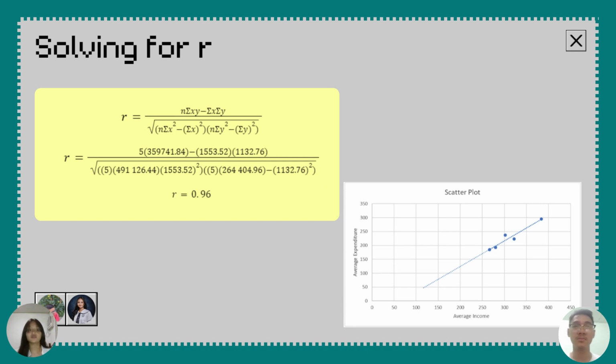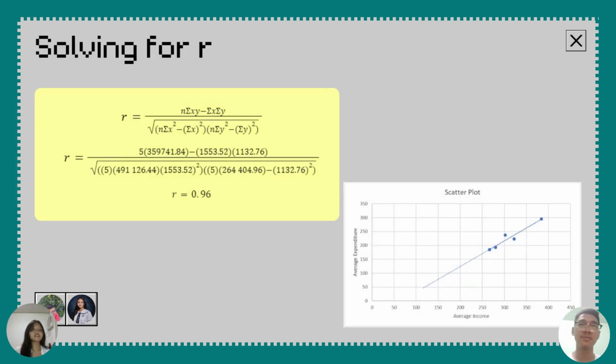After computing the value of the sample correlation coefficient R, we can now provide a qualitative interpretation describing the degree of the linear relationship between the average income and average expenditure of NCR, CAR, Region 1, Region 2, and Region 3. The degree of linear relationship between the average income and average expenditure is 0.96. Thus, there is a very strong positive correlation between the two variables.